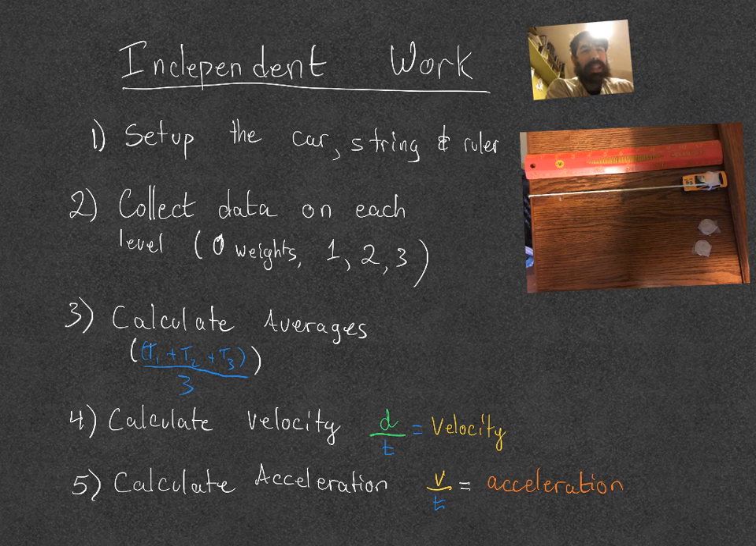Fill out your data table. Then you're going to calculate your averages, summing up your trials and dividing by 3. Calculate your velocity, distance over time, and finally calculating acceleration, velocity over time. And all of that is what you need to do. You're collecting data today. Have fun.